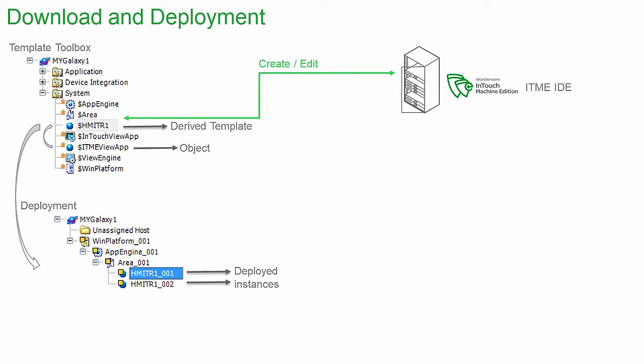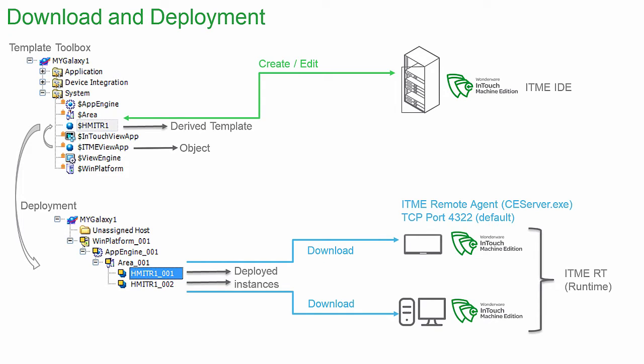After deploying the instances, then you can double click on each one of the instances, type the IP address of the actual remote HMI stations, and download the application to the actual runtime stations. In the runtime stations, you just need to install the standard InTouch Machine Edition runtime and run the remote agent module cserver.exe, which listens to the port 4322 by default.